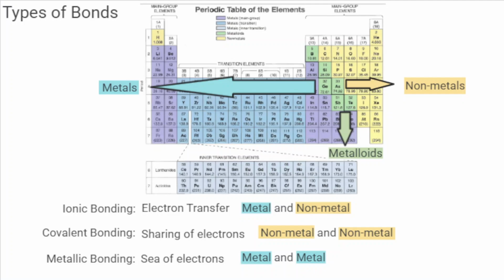All right, and normally this is why metals can bond together so easily, and this is why they're very conductive, because their electrons are able to more freely move.